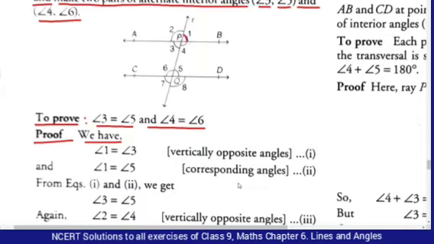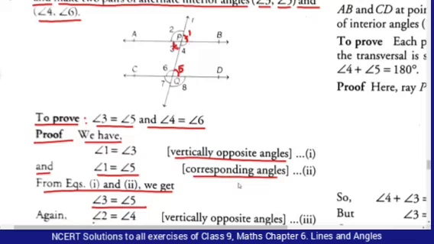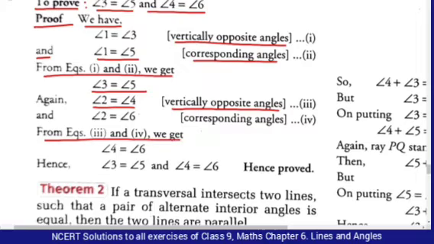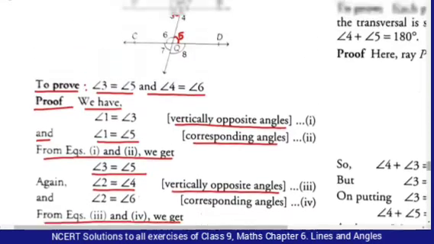Proof. Angle 1 is equal to angle 3 because they are vertically opposite angles, and angle 1 is equal to angle 5. These are corresponding angles. Take these as equation number 1 and 2. Then from equations 1 and 2, left hand sides are equal, then right hand sides are also equal. That is, angle 3 is equal to angle 5. Again, angle 2 is equal to angle 4. These are vertically opposite angles. And angle 2 is equal to angle 6. Corresponding angles. From these two we can say that angle 4 is equal to angle 6.